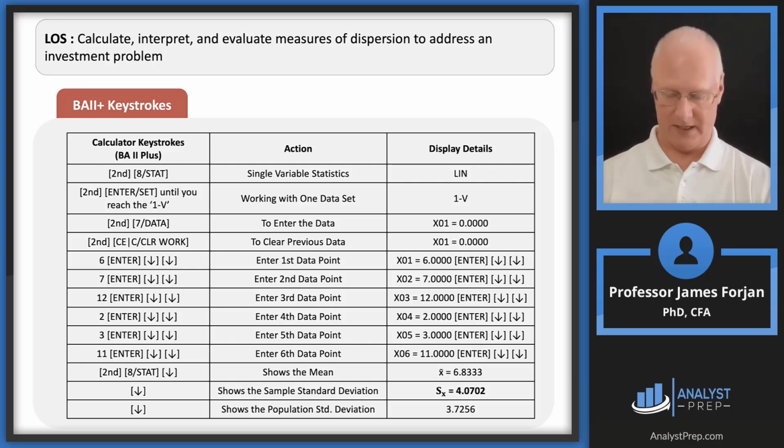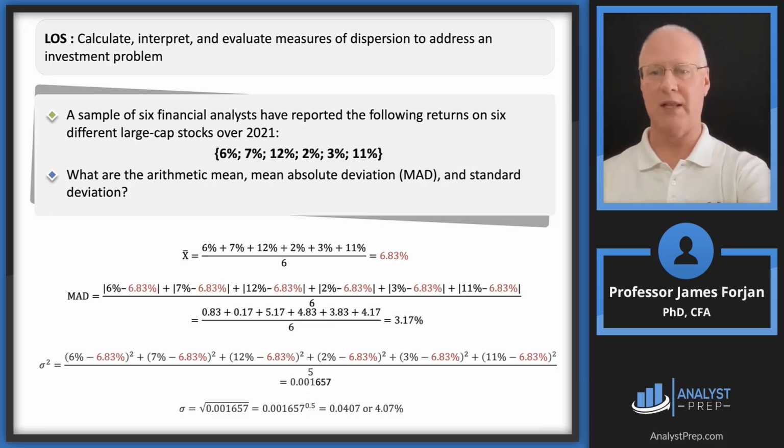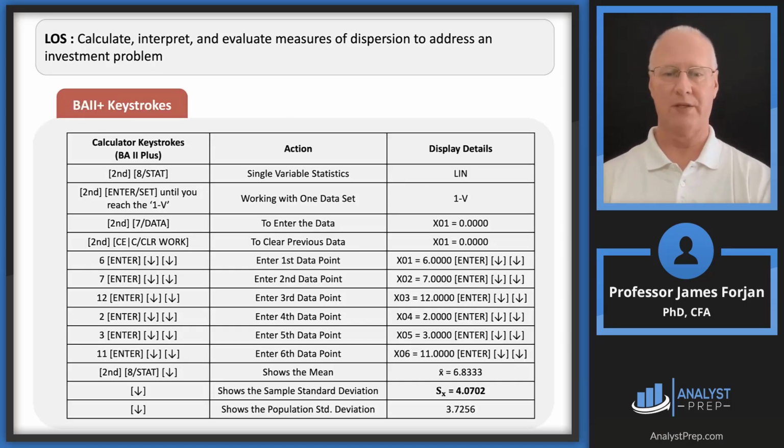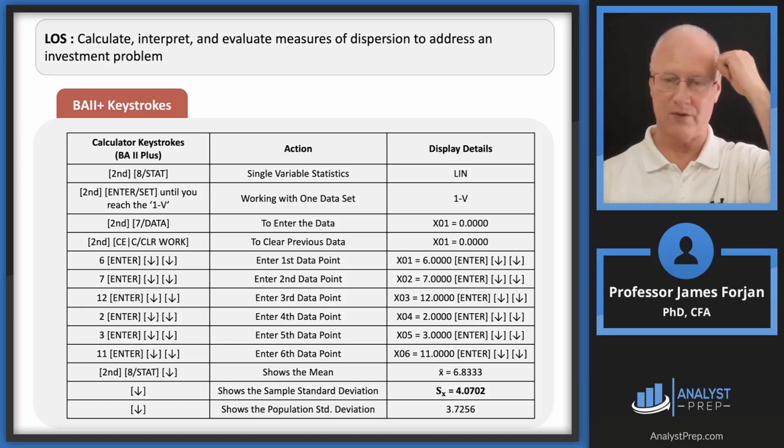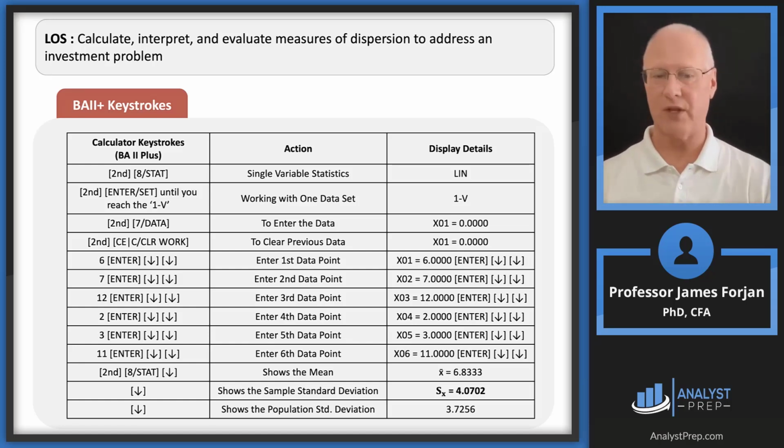There's our 683. That's from the previous slide there, right? And then there's the sample standard deviation, the 4.07. And then if you want to go down again, you could get the population standard deviation. But recall my conversations about samples and populations. So either one of these calculators will get you the correct answer.